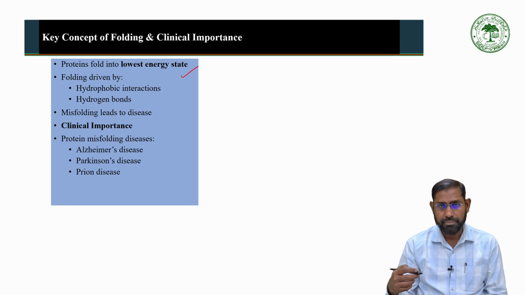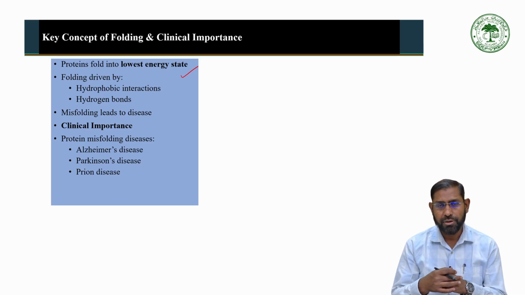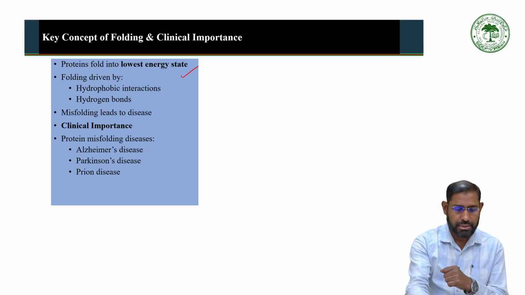That's important, like misfolded proteins cause many well-known diseases, such as Alzheimer's disease. It is a neurodegenerative disease, and it affects old and aged patients. This is very common these days, and it is due to misfolding of the amyloid beta proteins.